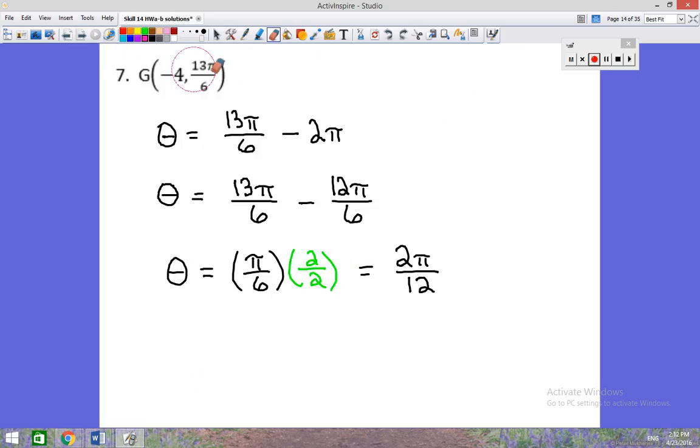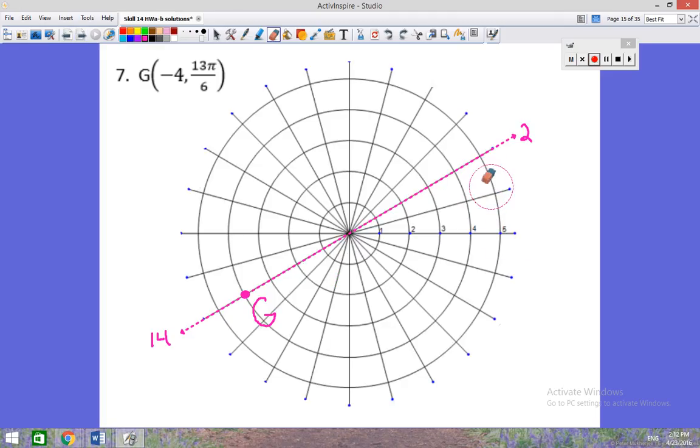Alright, so again here 13 pi over 6 was bigger than 2 pi, so I found a coterminal angle, took away one complete revolution, got pi over 6, rewrote it in terms of pi over 12s, 2 pi over 12. But when I count out 2, I'm not going to go out 4 units because that's a negative 4. I'm going to go to the direction of the opposite ray.